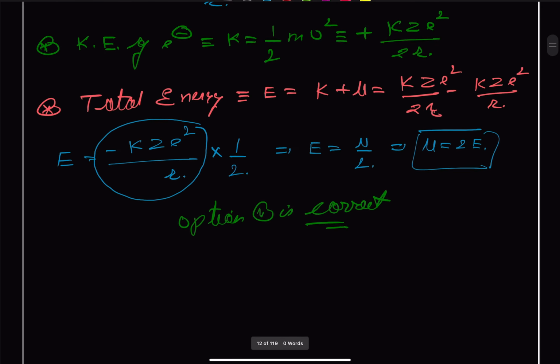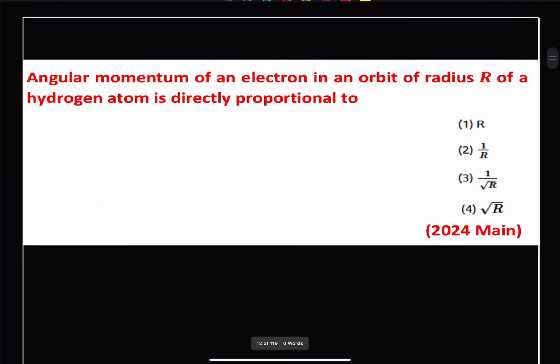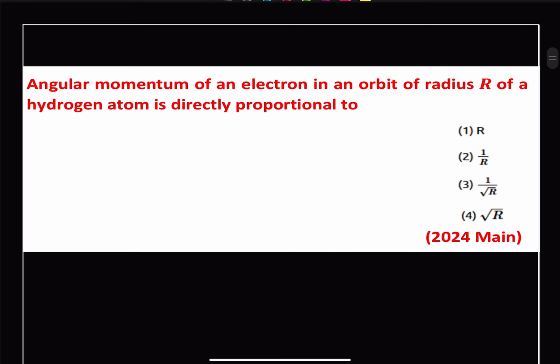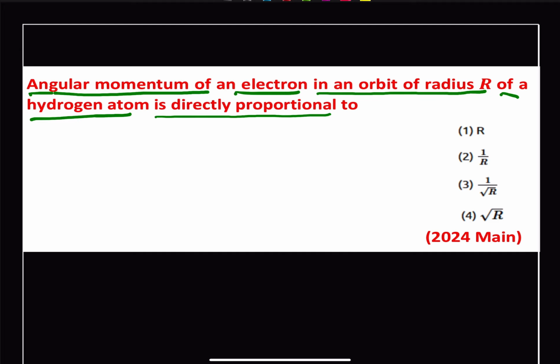Okay. Next question. It states that the angular momentum of an electron in an orbit of radius r of a hydrogen atom is directly proportional to. So this is quite straightforward based on the formula itself. So here we can just use our formula of angular momentum.